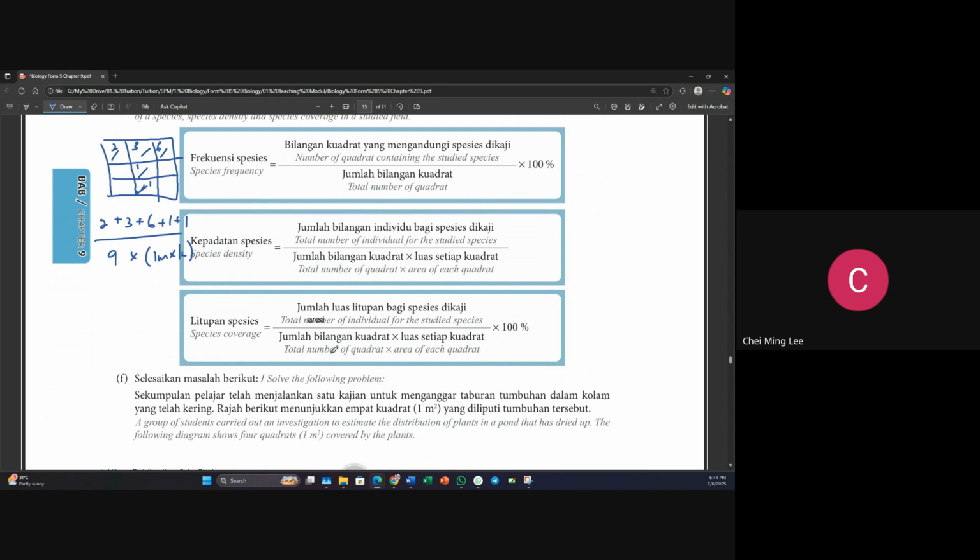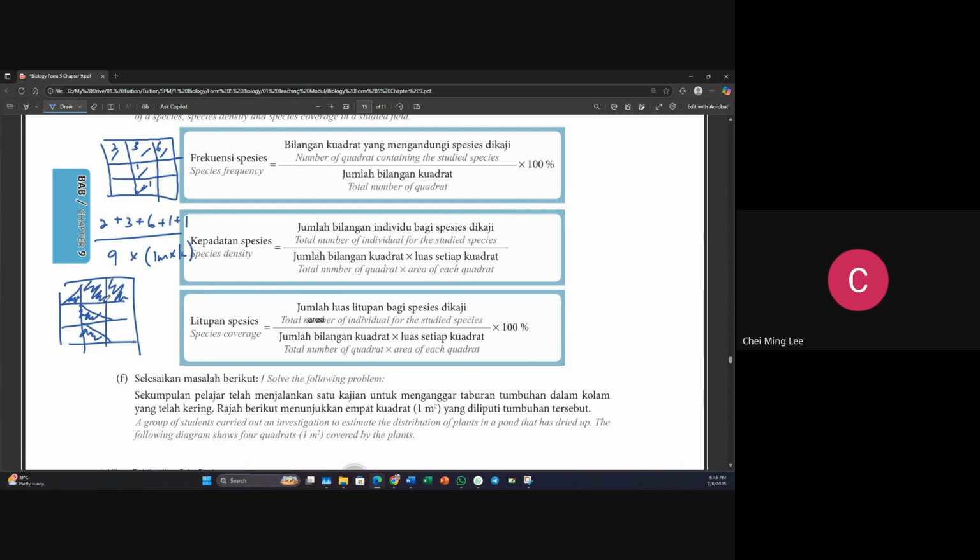Okay, now for the species coverage, we are talking about the total area of individuals for the study species divided by the total number of quadrants times the area of each quadrant. This one is the same as the top one. Let's say this one covers a whole quadrant, then this one only covers half, another half, here another half.